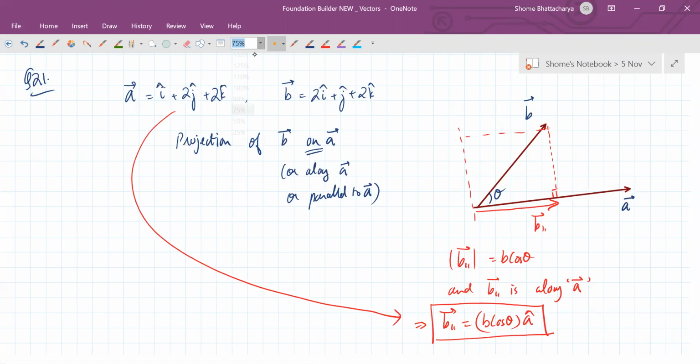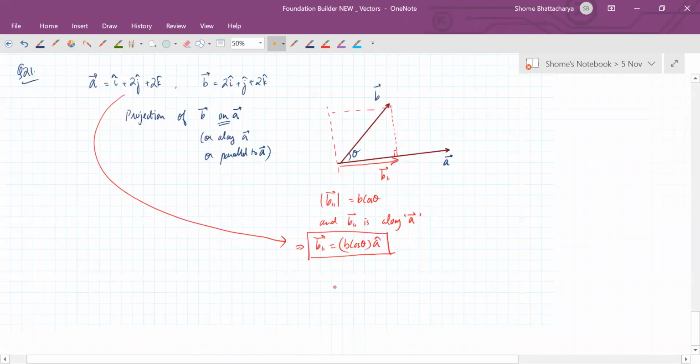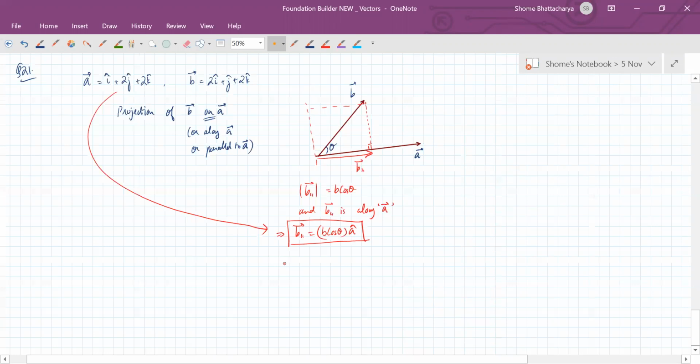But in case you've forgotten the concept of it, I'm just explaining how this comes. Okay. So here now, what is B cos theta? It is A dot B divided by magnitude of A. So calculate A dot B.